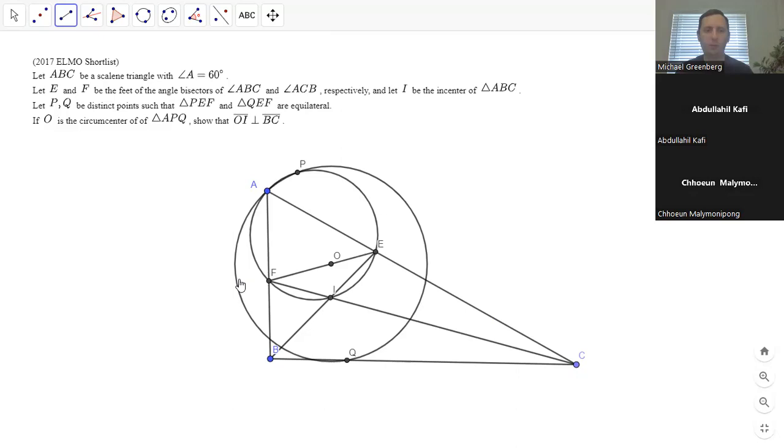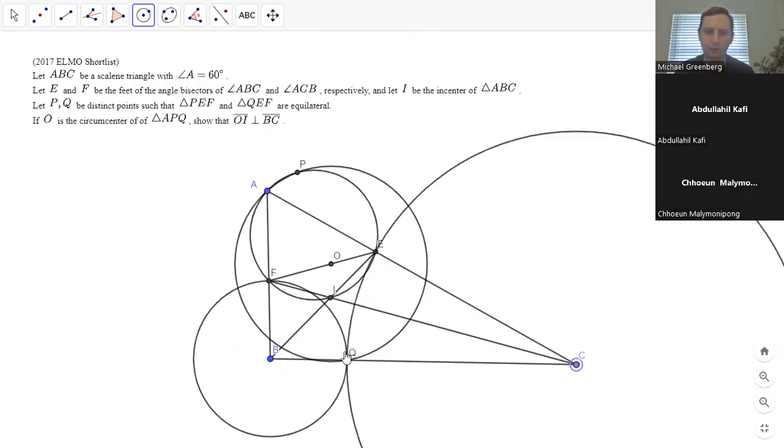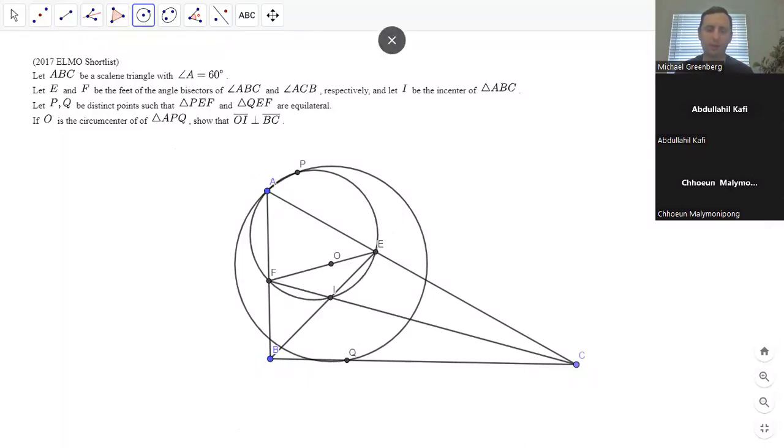I wonder if BQ equals, I think that might be the proof. So I think it might be that BF equals BQ and CQ equals CE. Because, yeah, that has to be the proof.